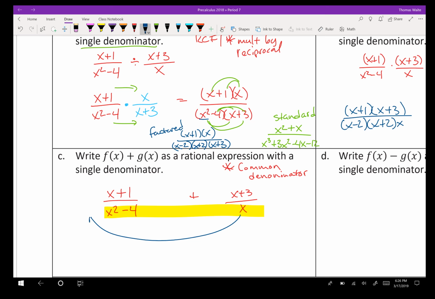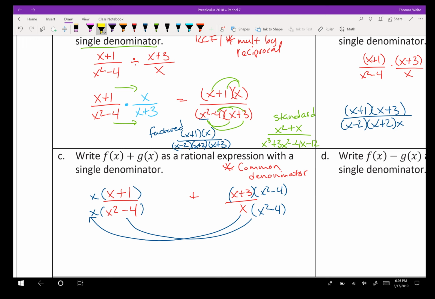So I could multiply over here by x over x. Again, adding parentheses to make sure I keep track. And then I can multiply on the right by x squared minus 4 over x squared minus 4. Again, adding parentheses so that I don't forget to distribute. Cool. So now, by multiplying by the other denominator, I should have a common denominator. Let's check and make sure.